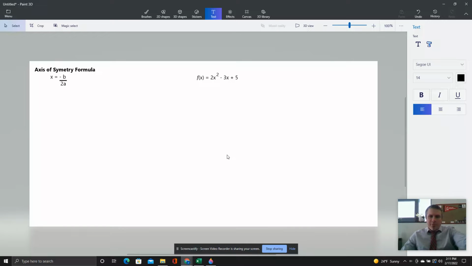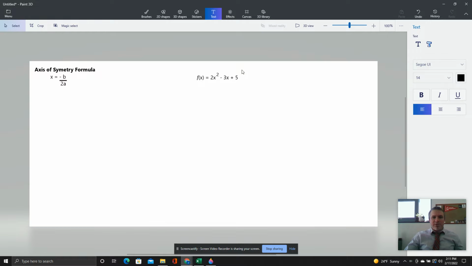All right, Math 121. Today we're going to talk about how to graph parabolas. So we have two different types of graphs. This first one will be about quadratics that are written in standard form. So we see standard form up here.